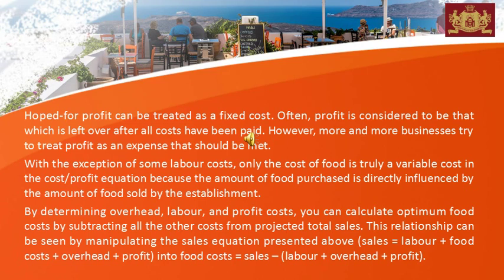With the exception of some labor costs, only the cost of food is truly a variable cost in the cost-profit equation, because the amount of food purchased is directly influenced by the amount of food sold by the establishment. By determining overhead, labor, and profit costs, you can calculate optimum food costs by subtracting all the other costs from projected total sales. This relationship can be seen by manipulating the sales equation presented above: sales equals labor plus food costs plus overhead plus profit, into food costs equals sales minus labor plus overhead plus profit.